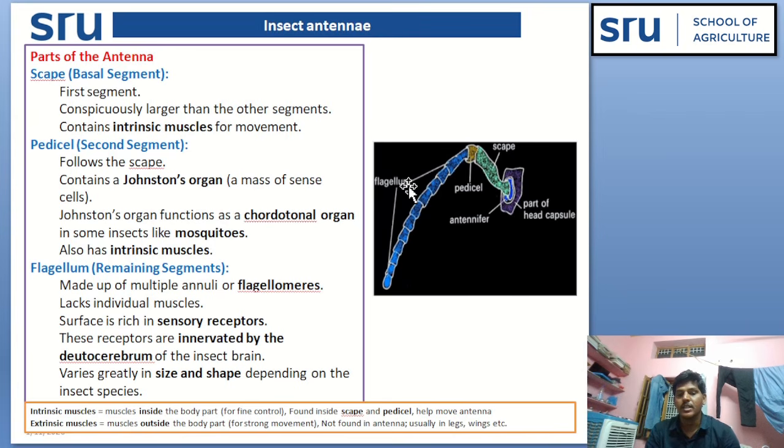Flagellum size greatly varies and its shape also varies from insect to insect.